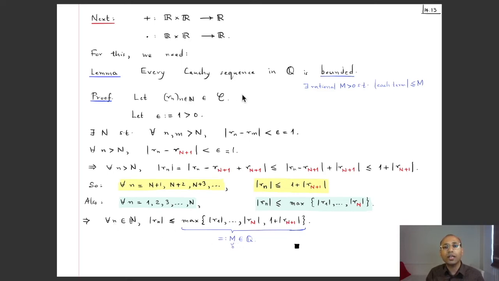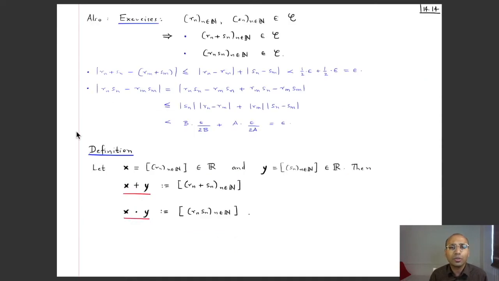And this shows that every Cauchy sequence in Q is bounded. So the lemma that we just showed enables us to show that if you have two Cauchy sequences in Q, Rn and Sn, and I take their term-wise product, then that's again a Cauchy sequence in Q. Now this is a homework exercise, but let's see a sketch of the proof, and let's also show that the term-wise sum of two Cauchy sequences in Q is a Cauchy sequence in Q.